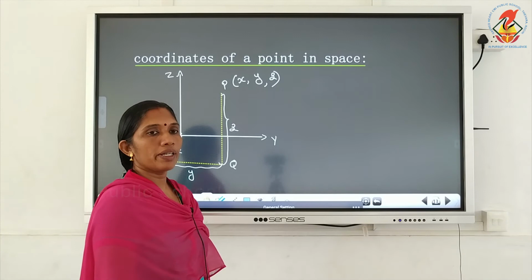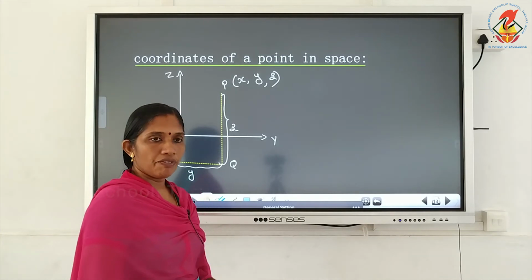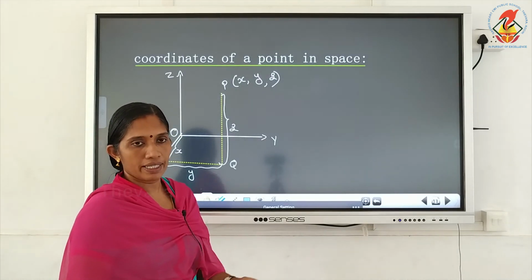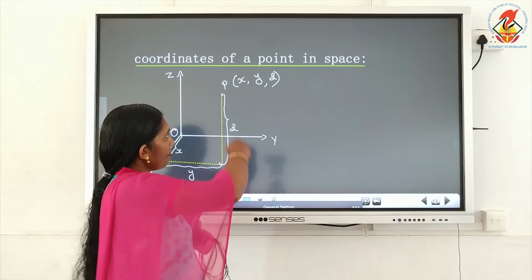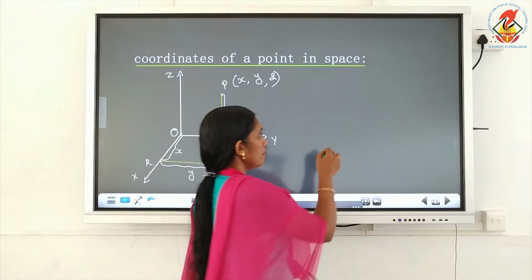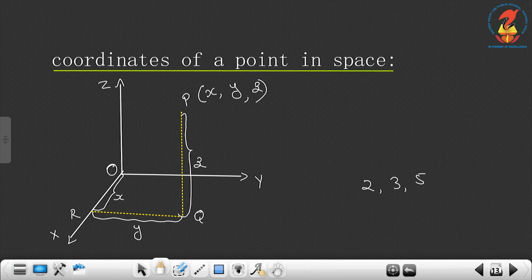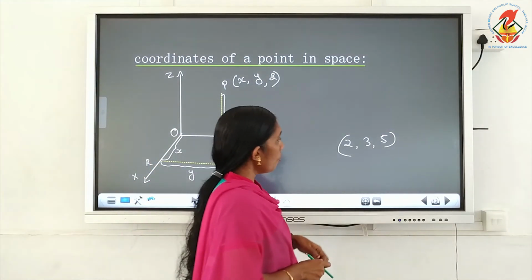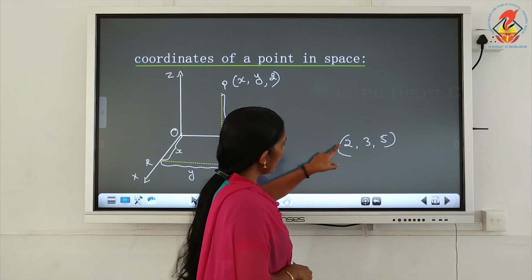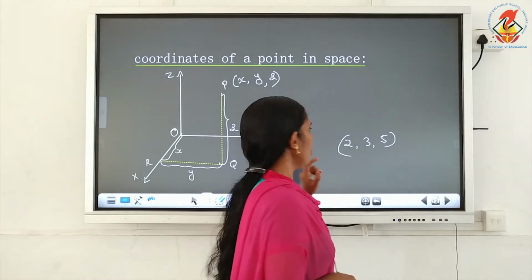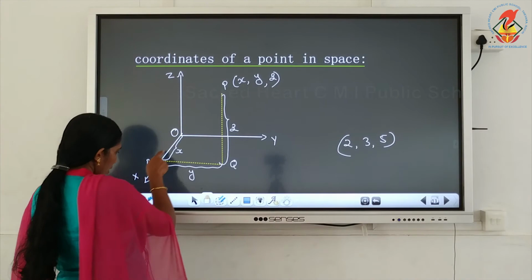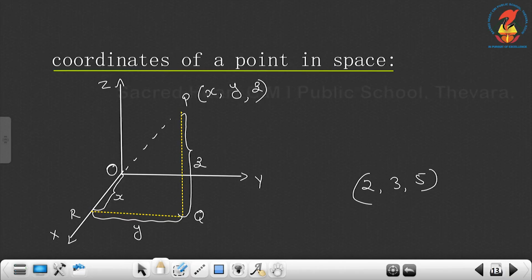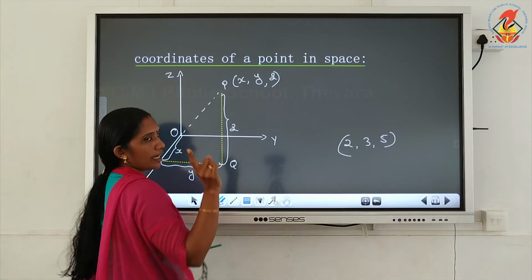So for any point in space, we can find its x, y, z coordinates. Conversely, if x, y, z is given, for example 2, 3, 5, it represents a point in space, then where is that point? How to identify that point? So from the origin, take 2 units. Here it is positive. If it is minus 2, you have to take the opposite direction. Here for x, the opposite is the negative sign. Okay. So from the origin in this direction, take 2 units.